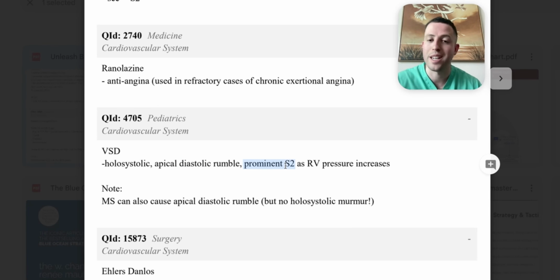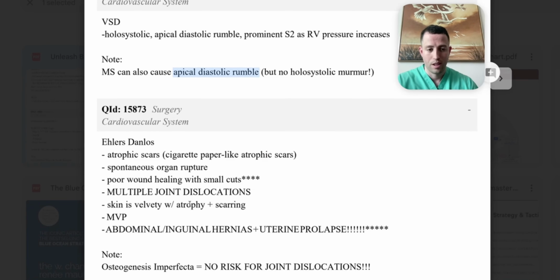And also, don't get confused because mitral stenosis can also have an apical diastolic murmur, but it's not going to be holosystolic like the VSD is. So if you see holosystolic plus an apical diastolic rumble, you're thinking VSD. If you just see the apical diastolic rumble, you're thinking more mitral stenosis. And it makes sense because remember, in mitral stenosis, the blood's flowing past the mitral valve during diastole, so that's why it's a diastolic rumble.